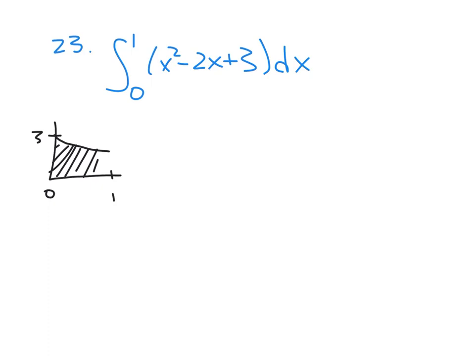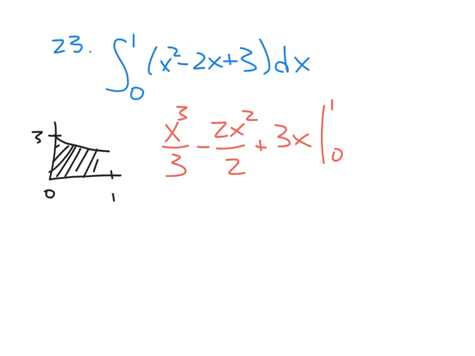All we're going to do here is take the antiderivative of what we have in there, and that's going to be x cubed over 3 minus 2x squared over 2 plus 3x, and we're going to evaluate that on this interval, 0 to 1. I'm going to simplify this just a little bit.